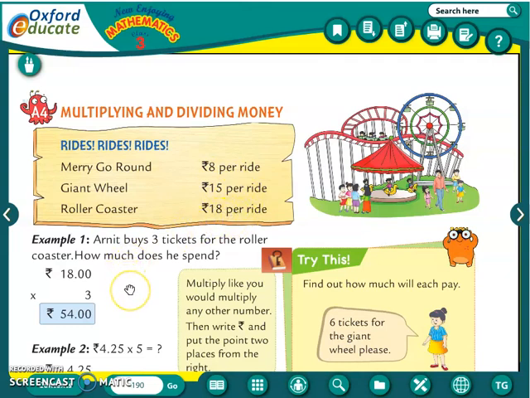Now one example is here. Arnit buys 3 tickets for the roller coaster. How much does he spend?